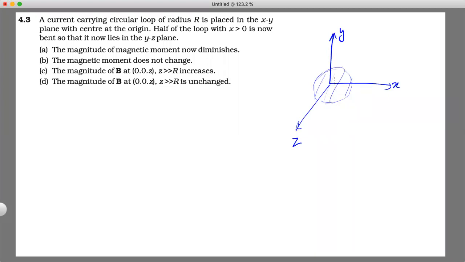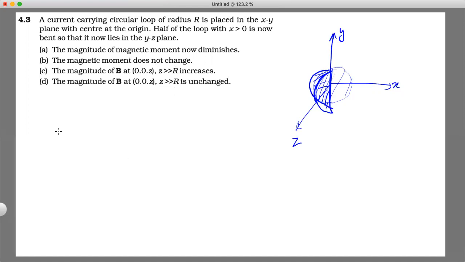Now what has been done? The loop has been bent with x greater than 0. So from here, it has been bent to align with this. So it is now the yz plane. And there is anyway a component which is here, lying on the paper. So you can fold your paper and see how it looks like now. So the magnitude of magnetic moment now diminishes. What happens to the magnitude of magnetic moment is the question.